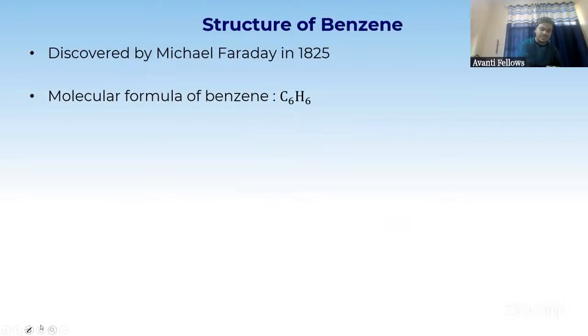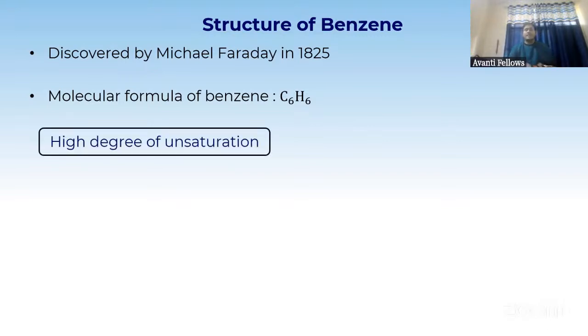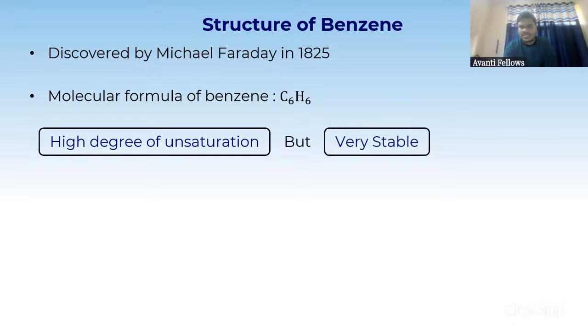Now, the structure of benzene. So let's talk about some points about the structure of benzene. ठीक है. It was discovered by Michael Faraday in 1825 that the molecular formula of benzene, that is C6H6, contains a high degree of unsaturation but is very stable. ठीक है. So these are some points about the structure of benzene. First of all, it was discovered by Michael Faraday in 1825. The molecular formula of benzene is C6H6, as we all know. High degree of unsaturation but quite stable.